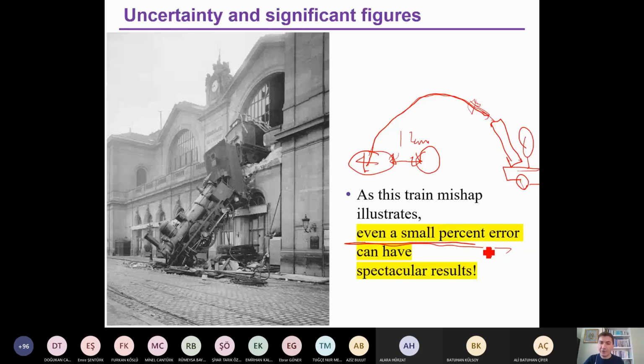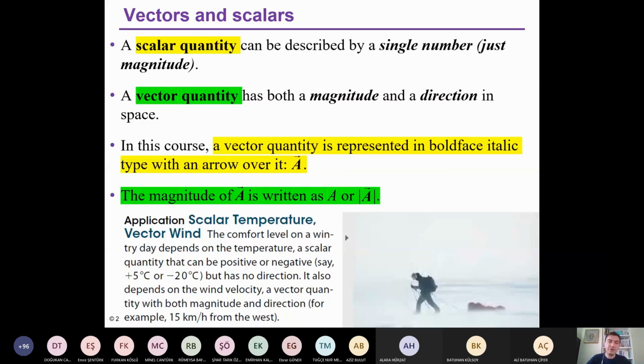Even a small percent error can have spectacular results, okay? Sometimes these guns, these missiles can hit some civilian places, okay? So this is very important for many fields of science and engineering and many fields of life. Okay, so let's continue with the vectors and scalars.